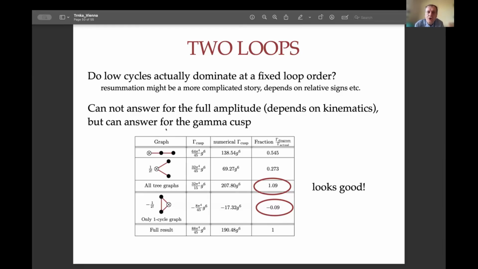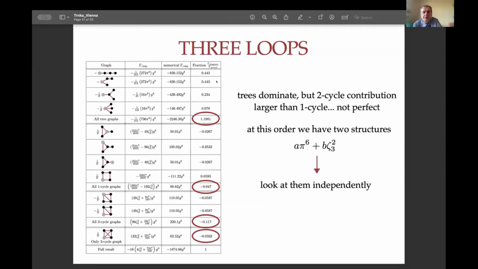So it really looks like a low cycle dominance. The 3 dominate here over 1 cycle for the contribution to gamma cusp. Okay, so this is very small data. Now we can look at the 3 loops. This is the result from this newer paper. Again, the full result here we scaled as 1, and these are the relative contributions. So the 3 graphs give like 1.2, and then the 1 cycle, 2 cycle, and 3 cycle subtract. Now, this is still dominant, but here we can see that the 2 cycle is numerically bigger than the 1 cycle, and then the 3 cycle is very small numerically.